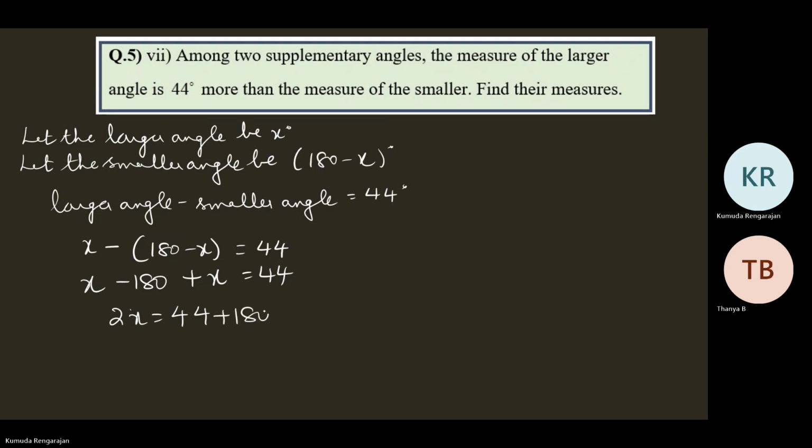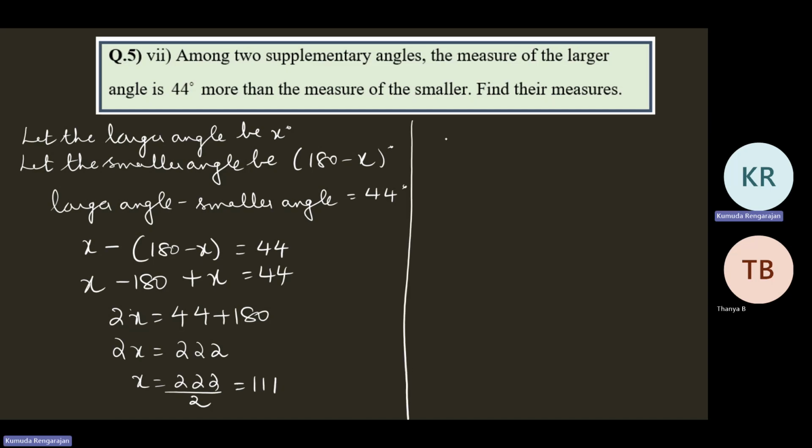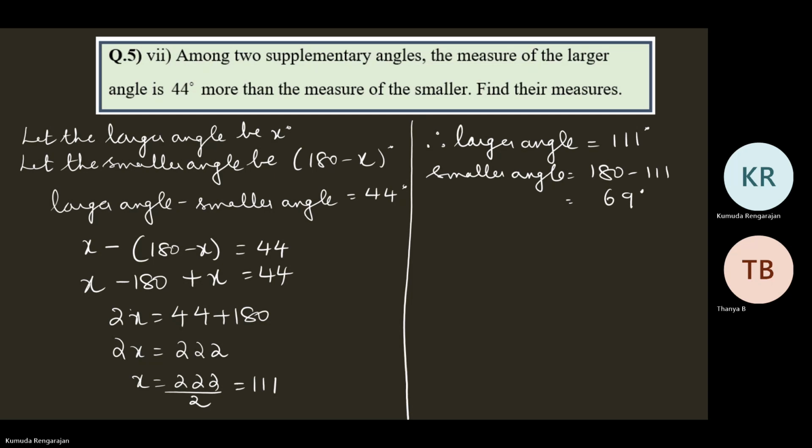plus 180. 2x is equal to 180 plus 44 is 222. So x is equal to 222 divided by 2, which is 111. Therefore, larger angle is equal to 111 degrees. Smaller angle is equal to 180 minus 111, which is 69 degrees. Is this understood? Yes.